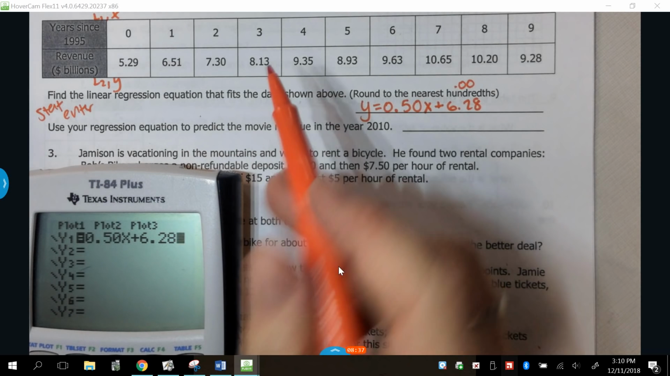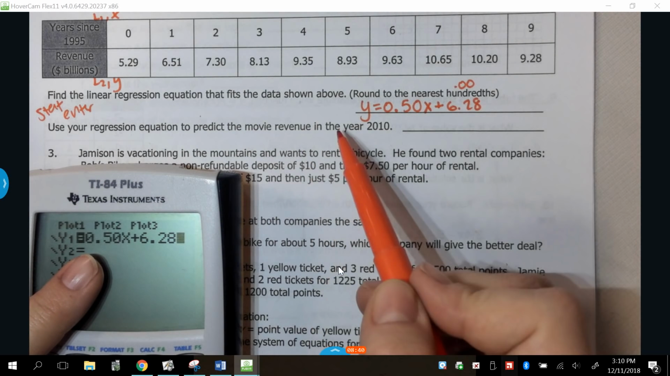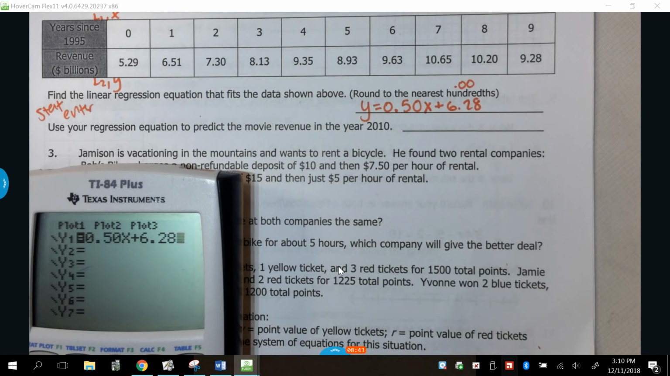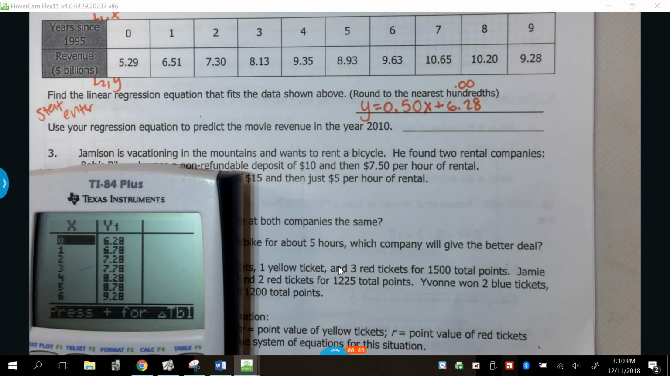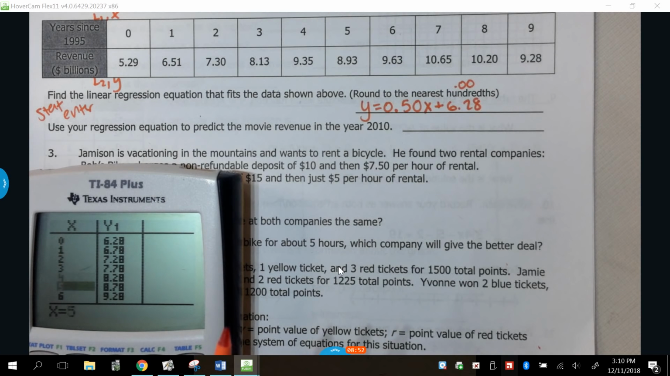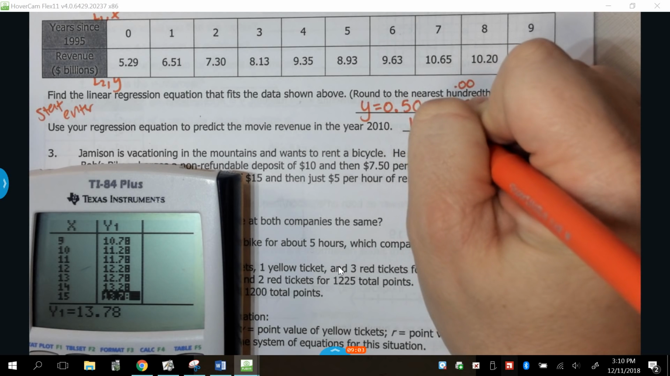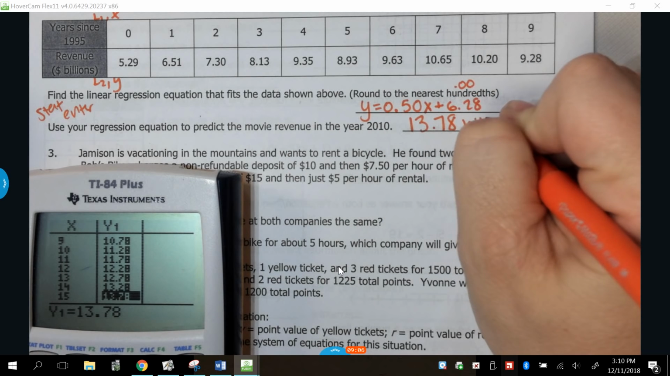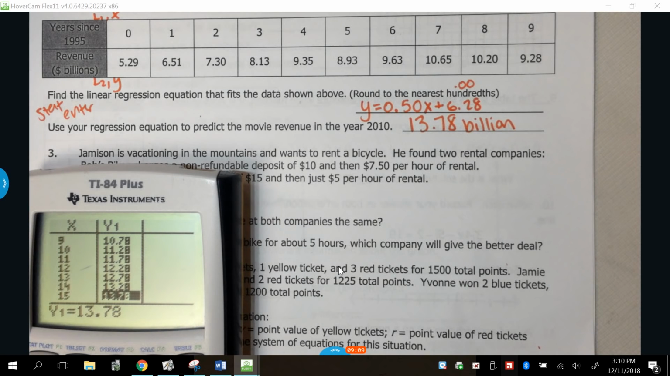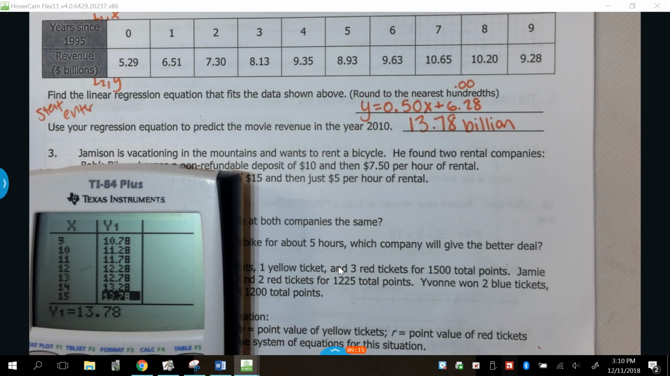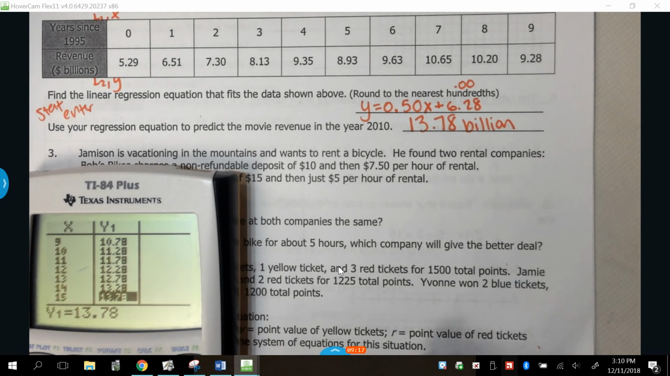It says use your regression equation, this is my regression equation, to predict the movie revenue in the year 2010. Okay, so in the year 2010, second graph. So I want you to realize 1995 is here, 96, 97, 98, 99, 100, 2, 3, 4, 5, 6, 7, 8, 9, 10 here, so that's 15 years after 1995. It's going to be 13.78. And remember, that's billions. Right, so that's that one.